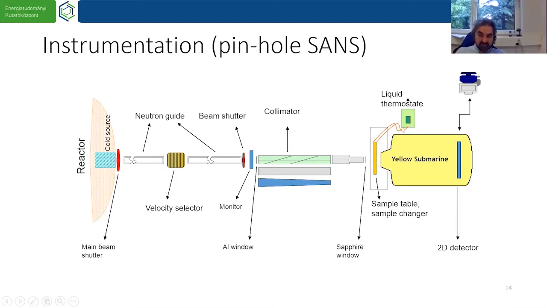Now, the sample environment is usually more complex, more sophisticated than in this picture. Here we have only a table, and on this table a linear sample changer is installed, and it can be temperature controlled, so it can be thermostated. And then the evacuated tank and the detector inside. I hope that's clear, no questions on the details.